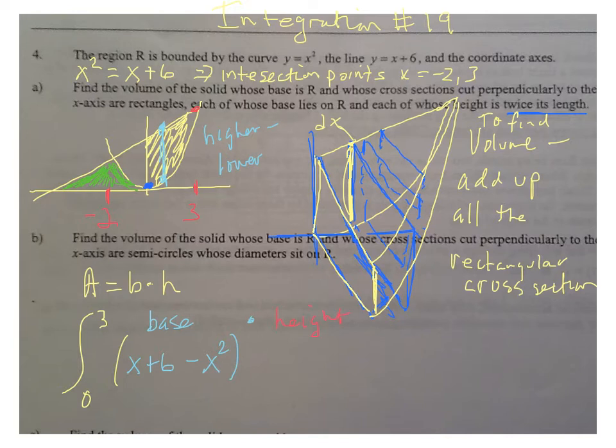And they tell me my height is twice the length of my base. So the height is 2 times my base, and of course I need to recognize that I have dx widths. Okay, so I'll let you go ahead and solve that. I would suggest that you multiply it all out and then do each one as an individual polynomial integration.